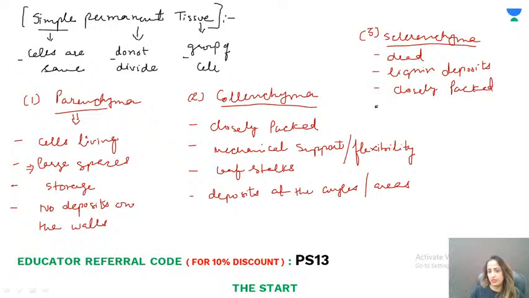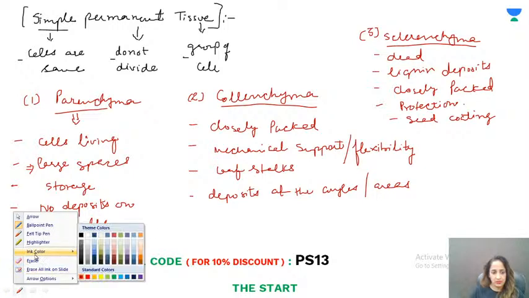So if they are dead and closely packed, and have lignin deposits, that means they give protection to the plant parts. For example, they are present as a seed coating. Seed coating in case of nuts and all is really hard. That is because of sclerenchyma. So now let's quickly draw these three. Then it will make more sense to you.